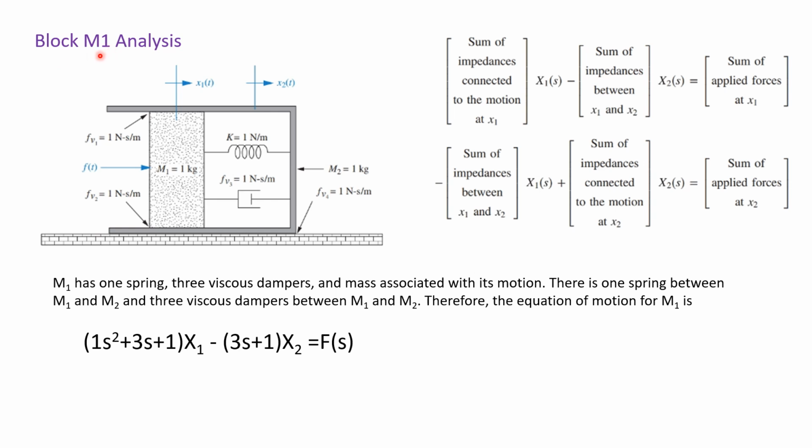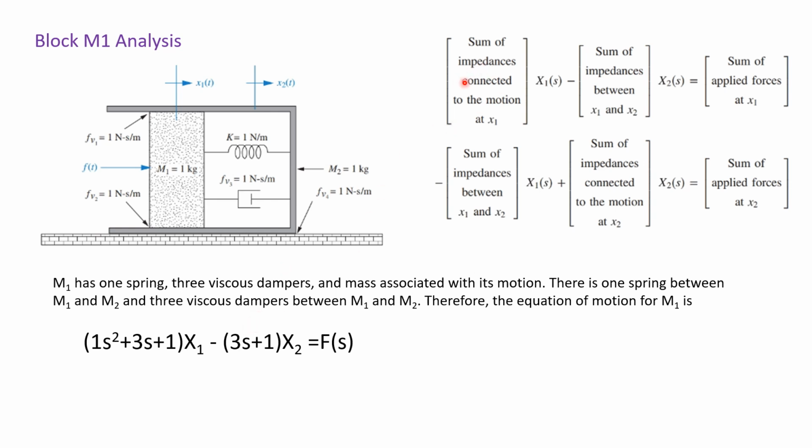So let's analyze block M1. So here, M1 has one spring and three viscous dampers. And it has a mass associated with its motion. And there's one spring between M1 and M2, and there are three viscous dampers between M1 and M2. So here's a viscous damper, here's a viscous damper, and here's a viscous damper.